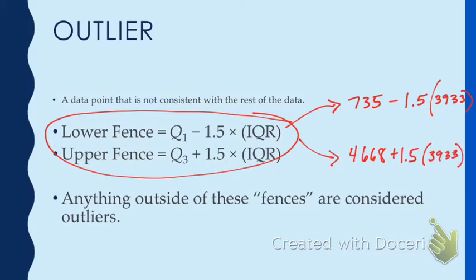Wait, why do you add 1.5 and subtract 1.5? Because this is the outlier formula.